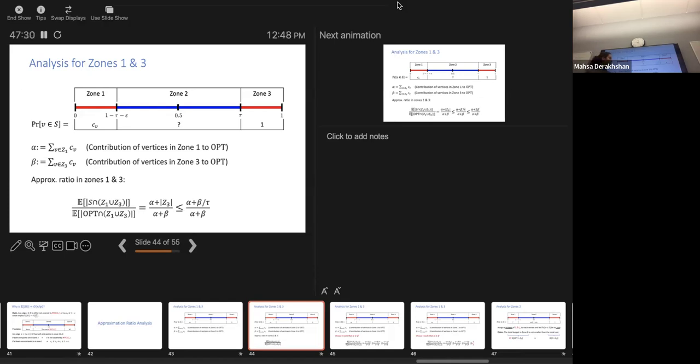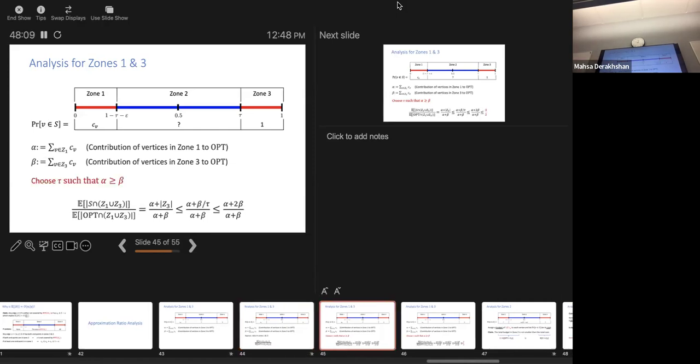Yes. So now, because these vertices in Z3 have CV at least tau, right? So how many of them can you have when the sum of CVs is beta? It's going to be beta over tau, right? Okay, so now the choice of tau matters because that determines what alpha and beta are, right? So we choose our tau. Sorry, okay, so first of all, because we know that tau is upper bounded by, also lower bounded by 2, we can do this. Okay, now the choice of tau.